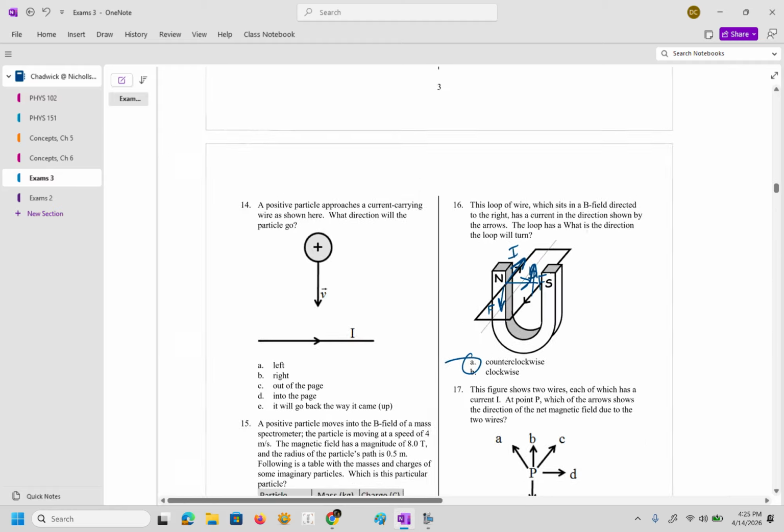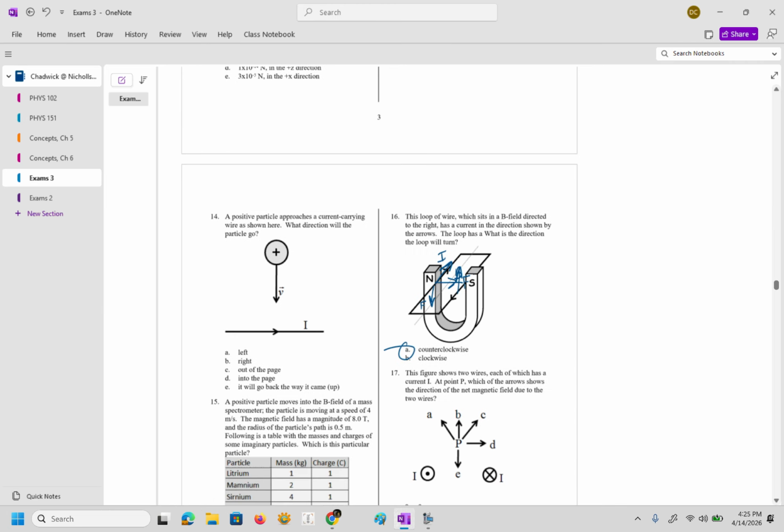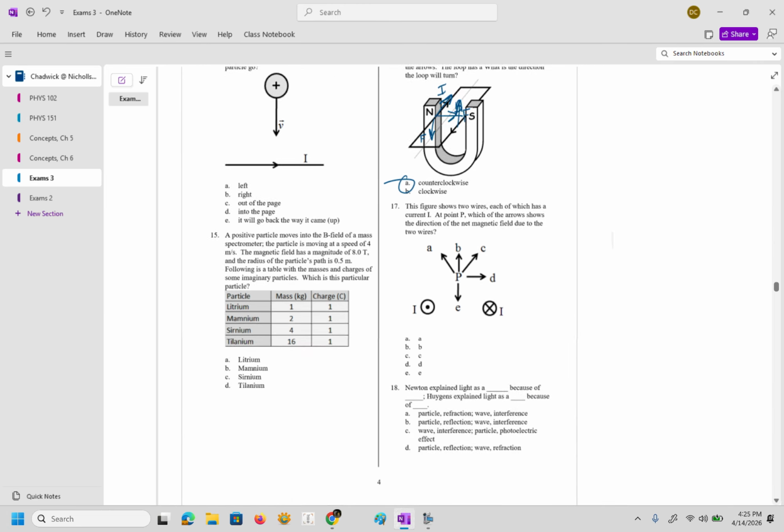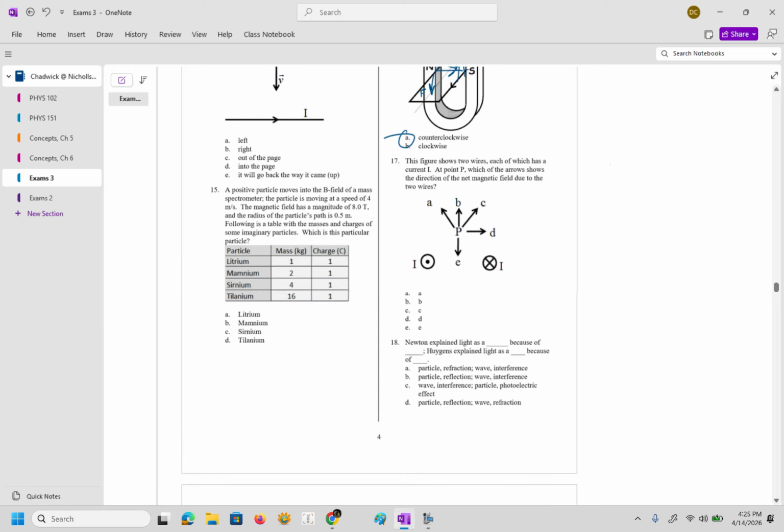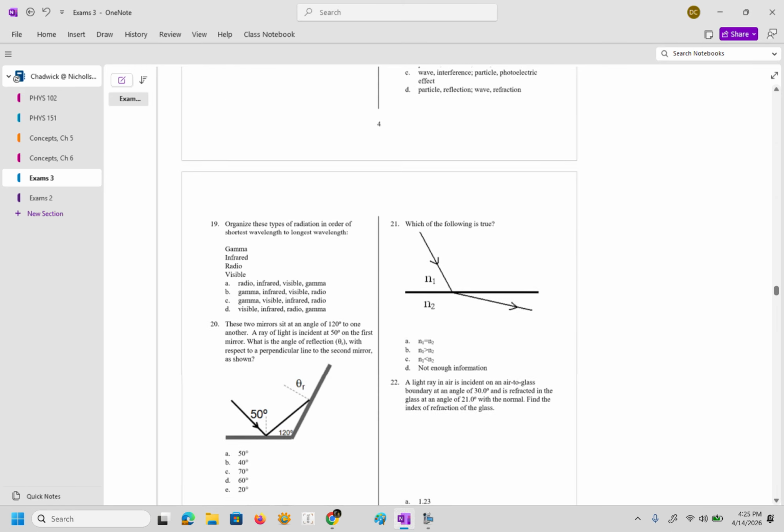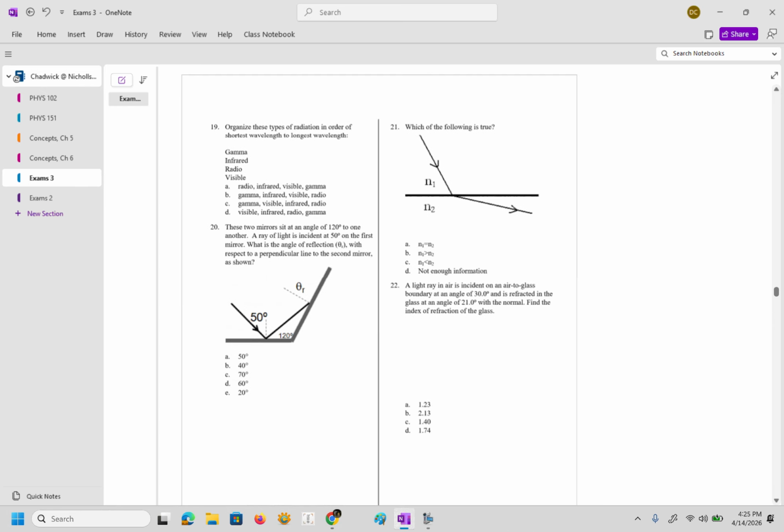All right, what else, y'all? Okay, and the light stuff, you'll have some of these too.